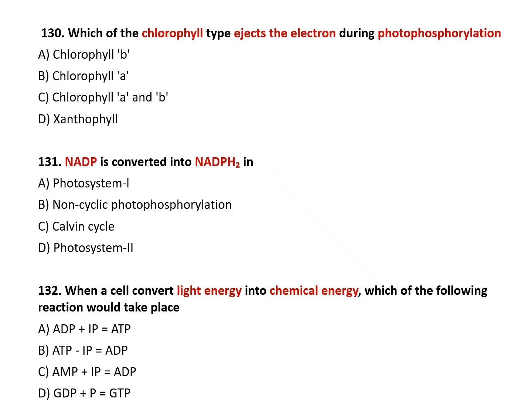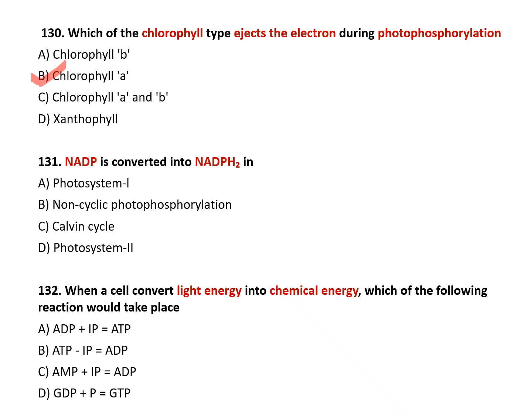The next question, number 130. Which of the chlorophyll type ejects the electron during photophosphorylation? Option A, chlorophyll B; option B, chlorophyll A; option C, chlorophyll A and B; option D, xanthophyll. The correct answer is option B, chlorophyll A.